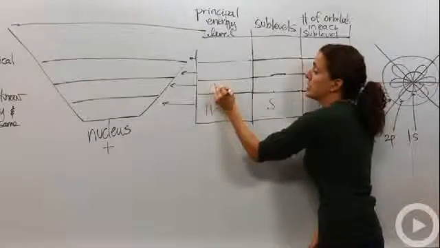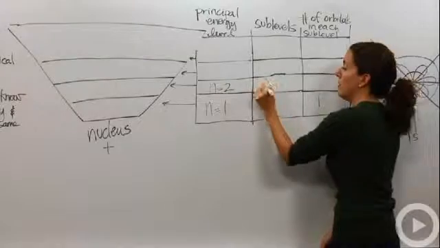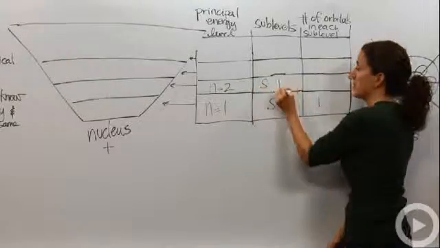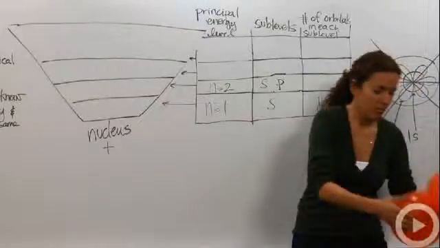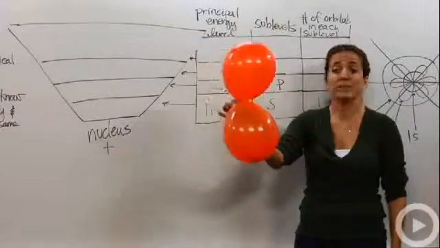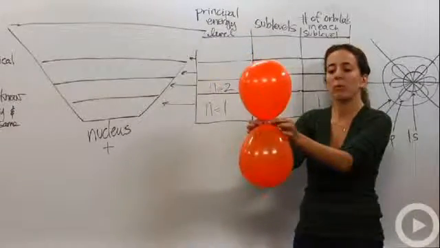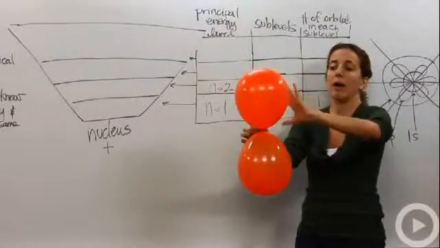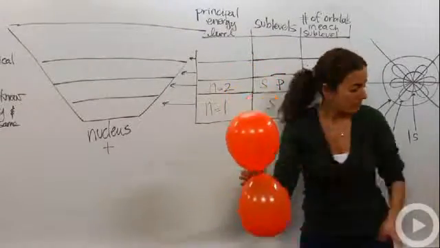In the n equals 2 principal energy level, there is an s also, a little bit bigger sphere. And there are also p orbitals. P orbitals look slightly different. This is what a p orbital looks like. Even though there are 2 balloons, this is 1 p orbital. The nucleus is where the knot is, and the electrons can be found either here or here, and it looks like a dumbbell shape.